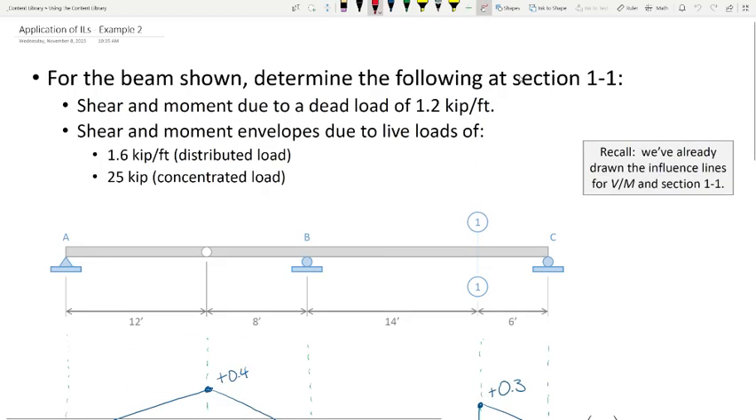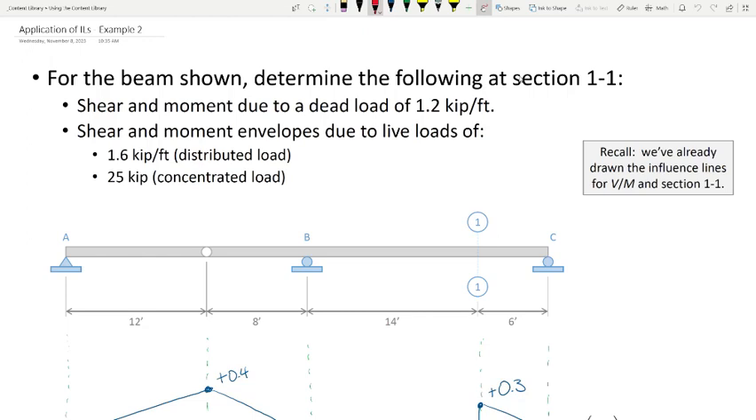So what we're going to do is we're going to calculate the shear and moment due to a dead load of 1.2 kips per foot, and then the shear and moment envelopes due to live loads of, and then I give you a distributed kip per foot live load, and then a concentrated 25 kip live load. Okay, so I've given you a lot here. So ultimately what we're trying to do is we're trying to calculate these 6 values. This is what we're trying to figure out. Okay. We're trying to figure these 6 out.